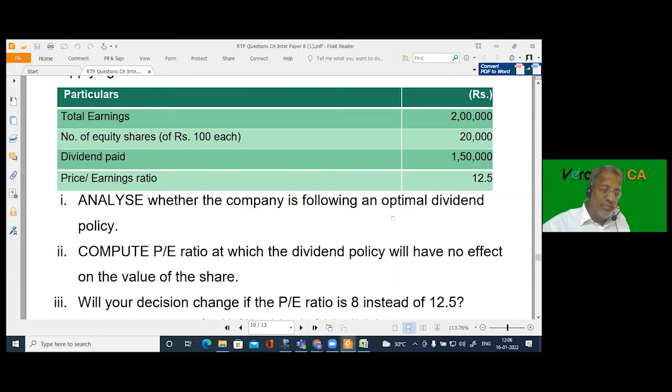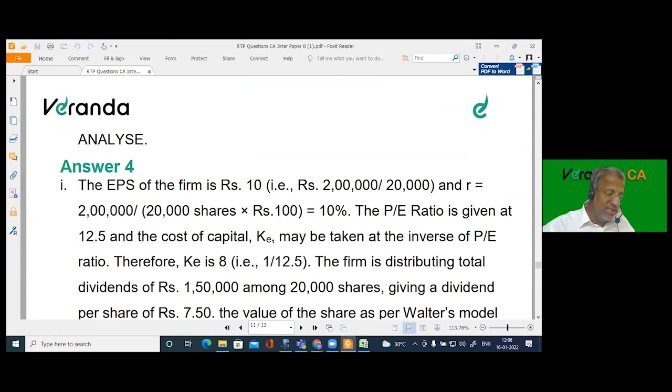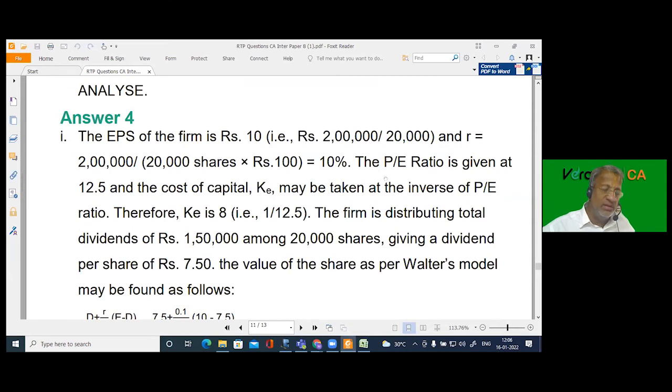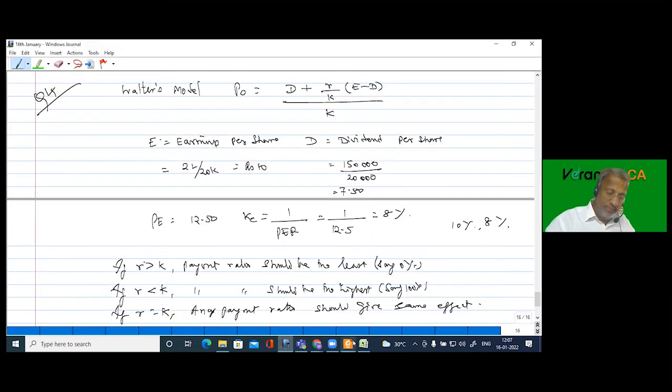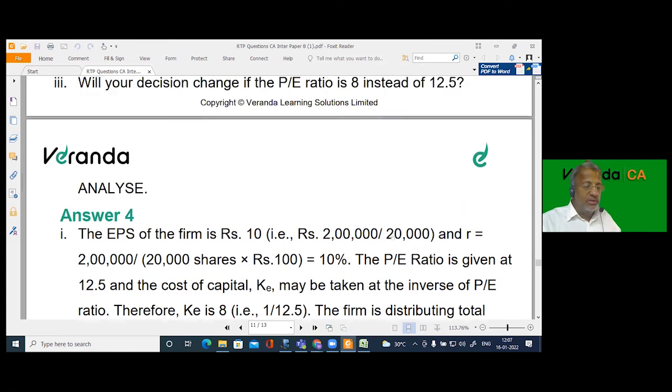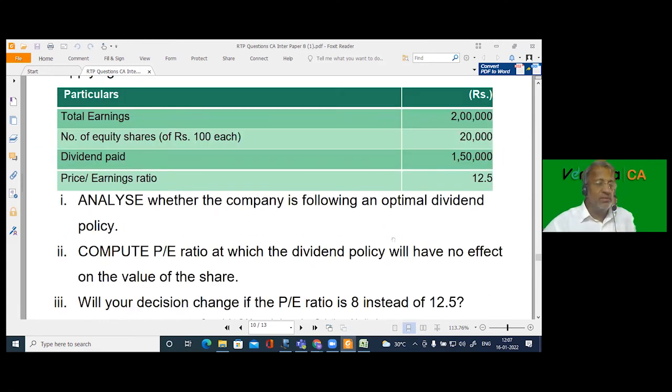Now analyze whether the company is following. Let us just see as what exactly is the thing that we have. EPS of the firm is 10. P ratio given is 12.5 though. Therefore, the cost of capital is 8%. So now we understand that R is indirectly mentioned as 10%. That is the reason as why I have just given that particular example.